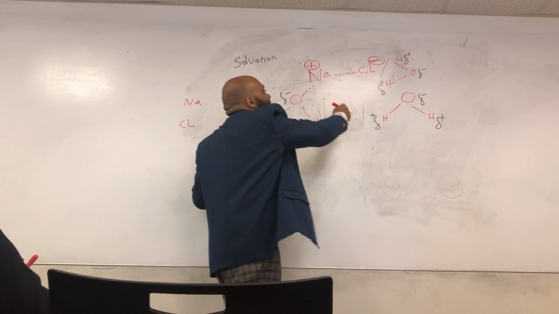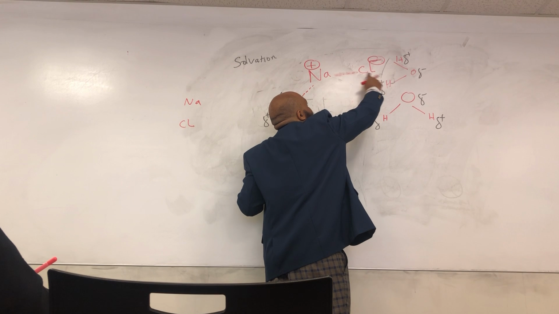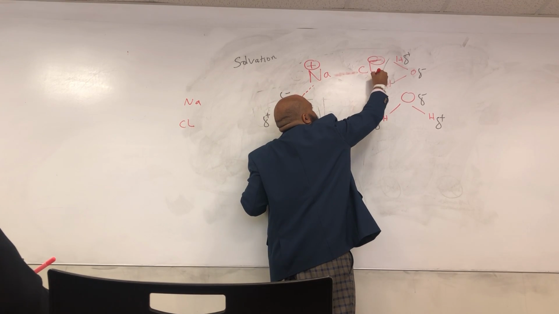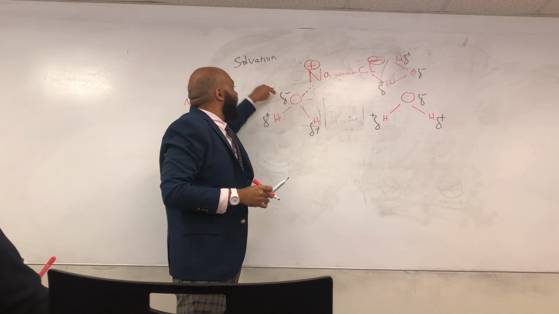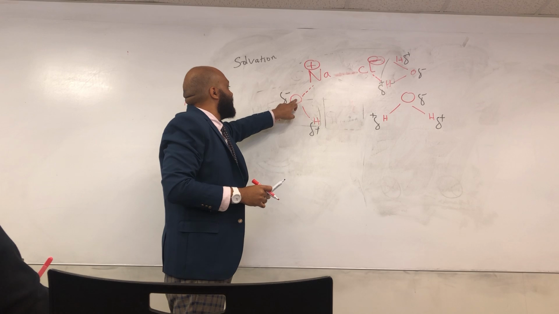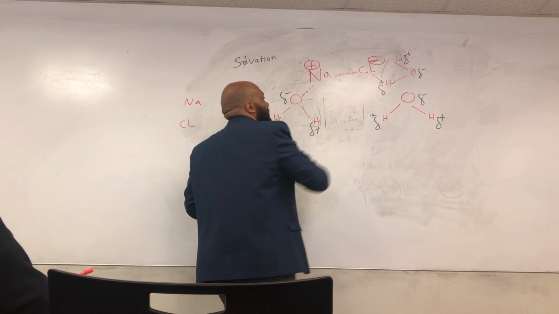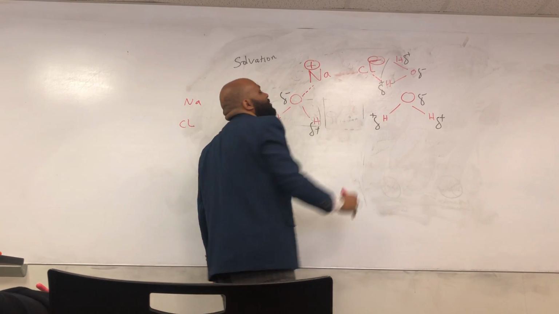Then the hydrogen will say, hey, I see that you're negative. You're bonding with positive sodium. I am more positive than sodium is. So now, the negative oxygen of the water is going to bind with sodium, and the positive hydrogen of water is going to bind with the chloride. And that's how you dissolve salt.